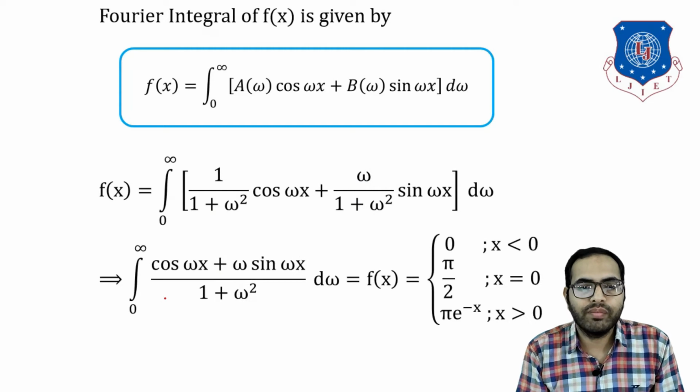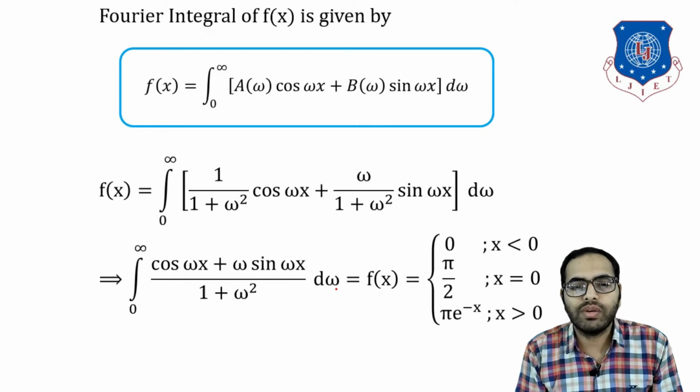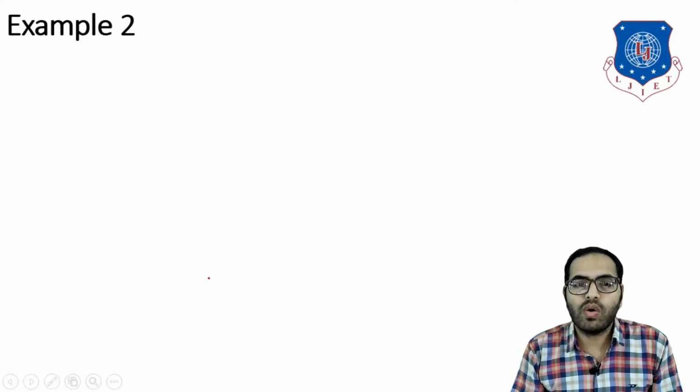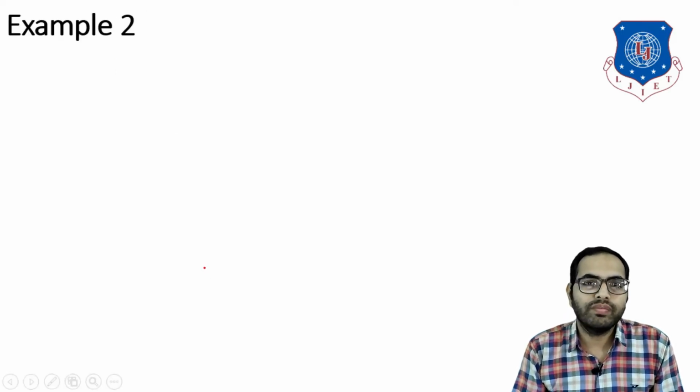Taking the LCM, that gives the integral from 0 to infinity of cos of omega x plus omega sin of omega x upon 1 plus omega square d omega, which is equal to the function: 0 where x is less than 0, pi by 2 where x equals 0, and pi e raised to minus x where x is greater than 0. Hence the given statement is proved. Let's move on to one more example.